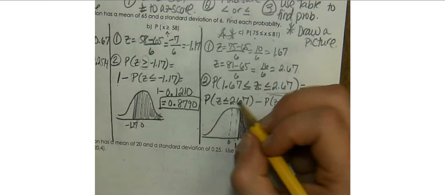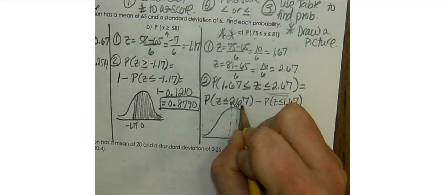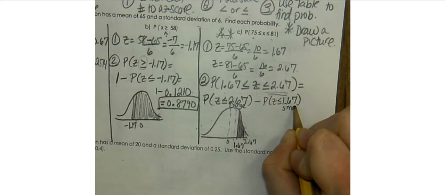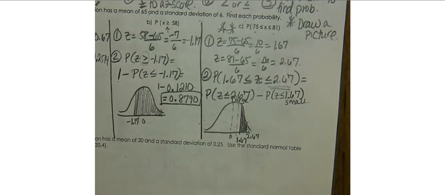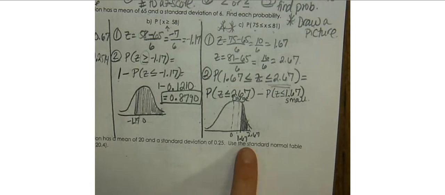It's always your larger z-score minus your smaller z-score. So that's why it's very important that you use less than symbols, and very important that you always write it in numerical order. So let's find the probability that z is less than or equal to 2.67.